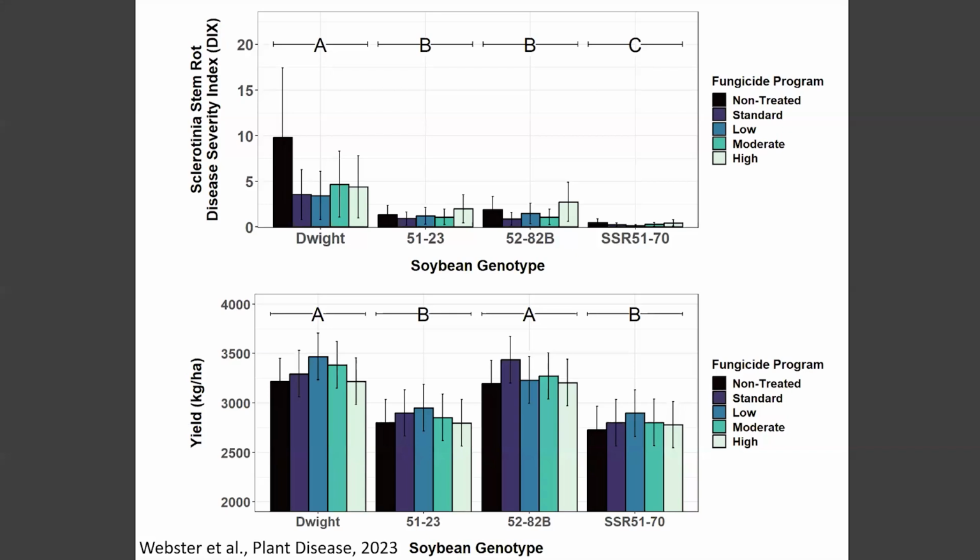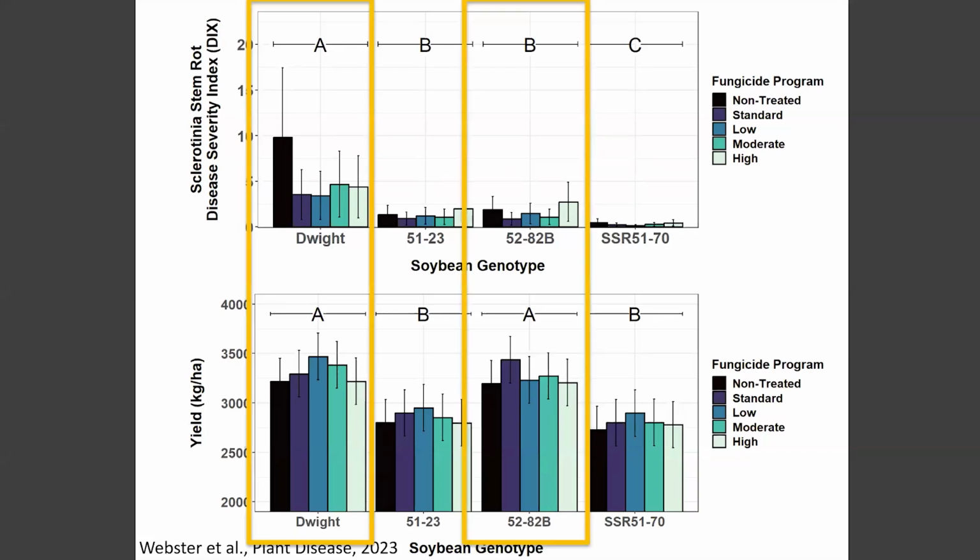On top of this, this is just another confirmation showing 5282B as being a good soybean that has high levels of white mold resistance up here, shown on that DIX scale, compared to a highly susceptible soybean called Dwight. And then on the bottom, we're looking at yield. Across the board, 5282B yielded exactly the same as our Dwight, regardless of environment and treatments, indicating that you do not need to sacrifice yield when going after high resistance within soybean varieties.